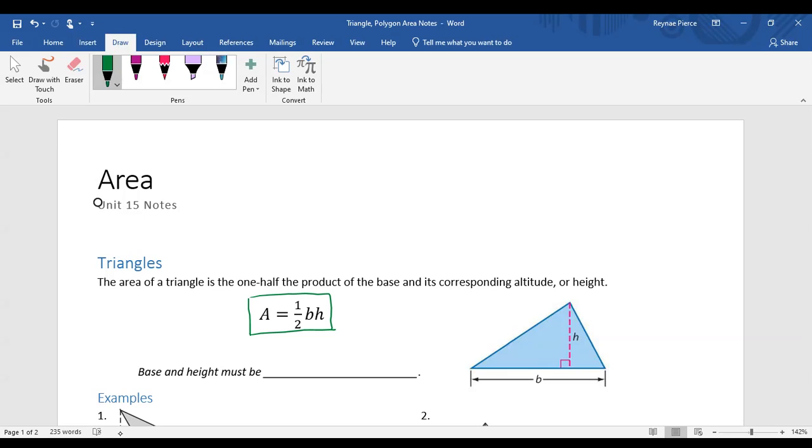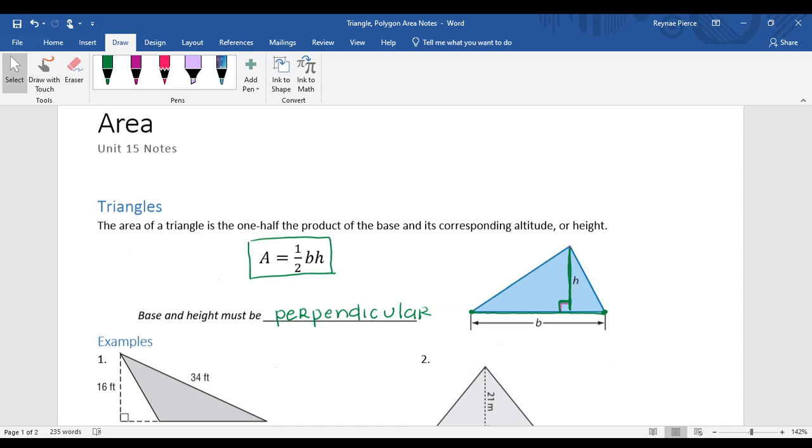It's important to remember, even though base kind of makes it seem like we're always going to use what's on the bottom, we need to make sure that the base and the height we're using are perpendicular to each other. Here in this picture, the bottom part of this triangle is perpendicular to this dotted line here. So those two are what we're going to be multiplying together.